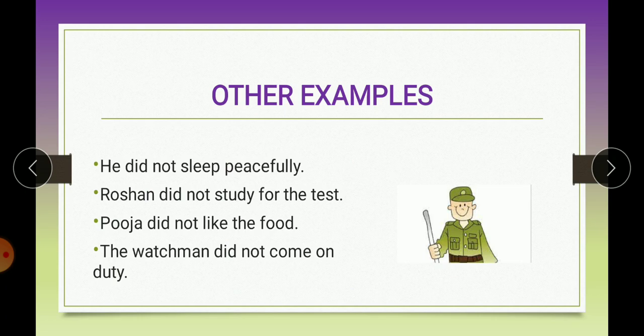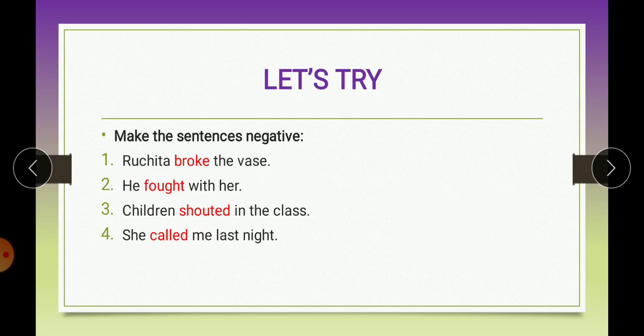He did not sleep peacefully. Now see, with did not we are using the first form. Roshan did not study for the test. Pooja did not like the food. The watchman did not come on duty. So sleep, study, like, come, they all are the first form of the verb because we are using them with did, right? Now coming to some more exercises.